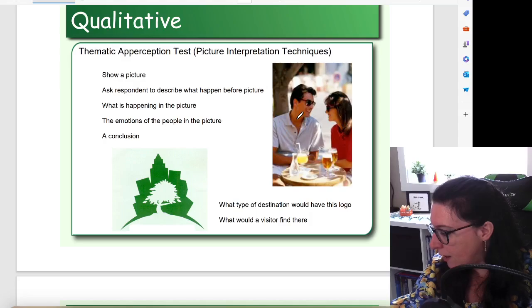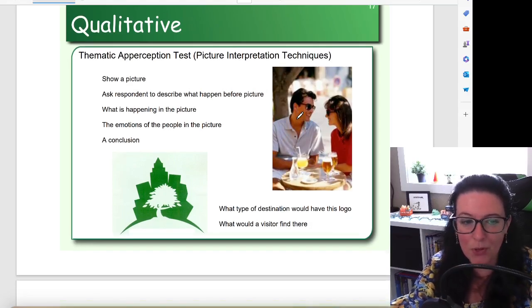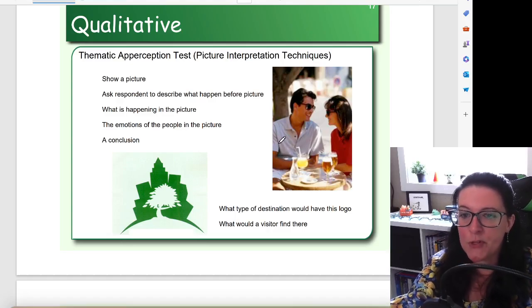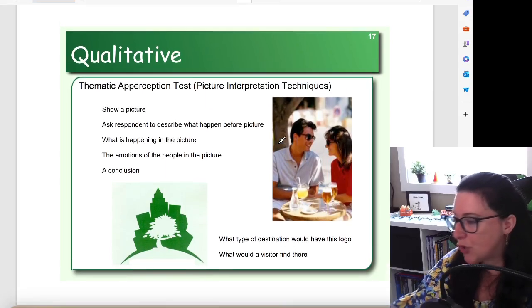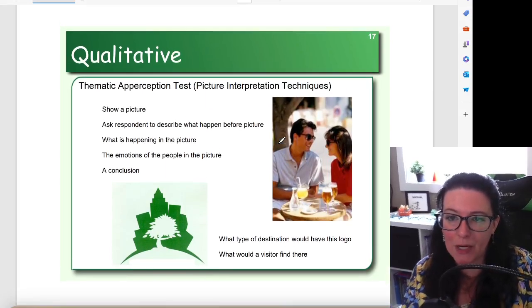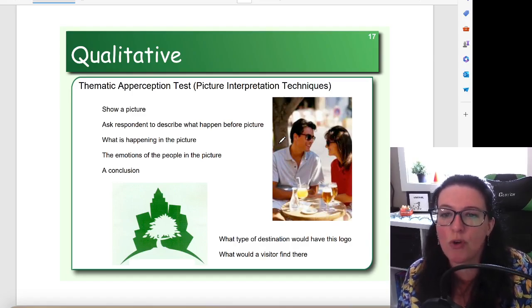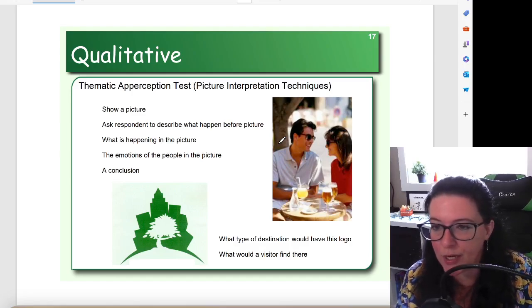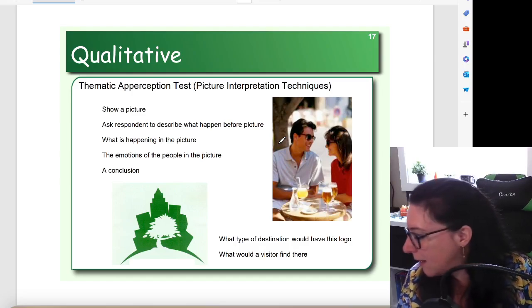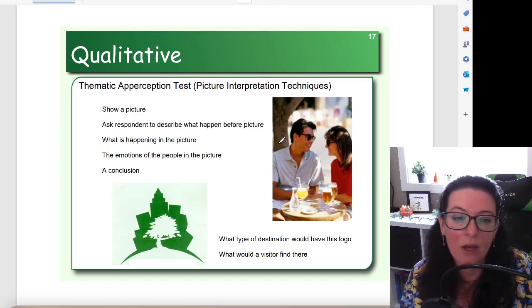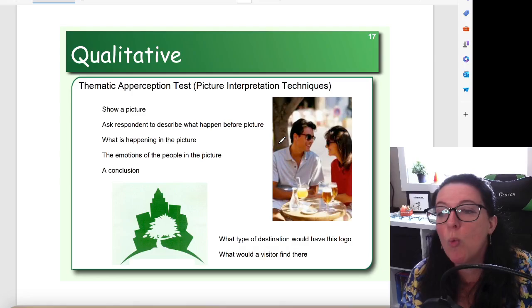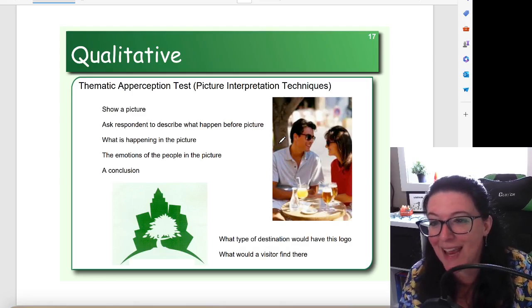The next type here is what is called thematic apperception tests, or a picture interpretation technique. So in this case, the researcher shows the participant a picture and asks them to describe what is happening in the picture. So we show you a picture here of two individuals that are at a cafe. We ask what is happening in the picture, what emotions are being conveyed, what happened right before this picture was taken, what happened right after the picture was taken.